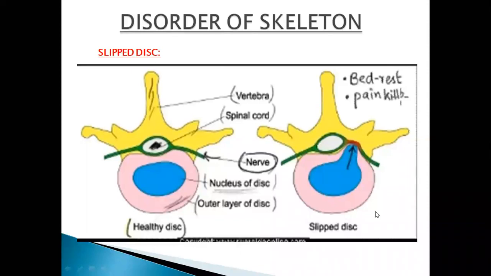But here you can see the slip disc. What is the difference between these two pictures? You can see that the nucleus pulposus becomes ruptured. Its structure in this picture is different from that one. You can also see this red area, which is highlighting that the nerve is also getting damaged. Hence, you need to take bed rest or painkillers for the treatment of this slip disc.